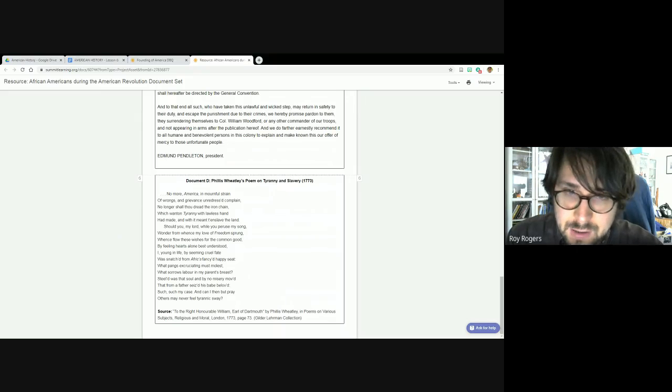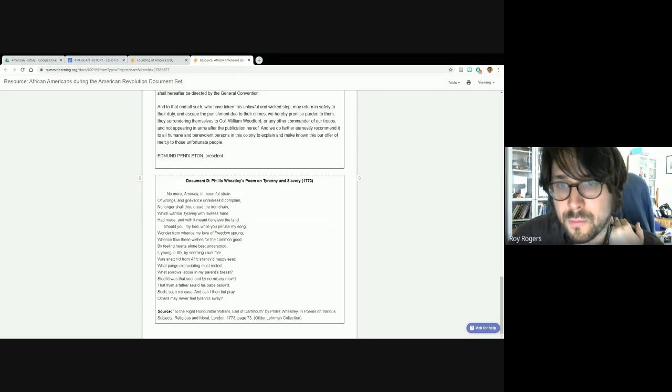No more America, in mournful strain, of wrongs and grievances unredressed complain. No longer shall you dread the iron chain, which wanton tyranny with lawless hand had made, and with it meant to enslave the land. Should you, my lord, while you peruse my song, wonder from whence my love of freedom sprung, whence flow these wishes for the common good, by feeling hearts alone best understood.